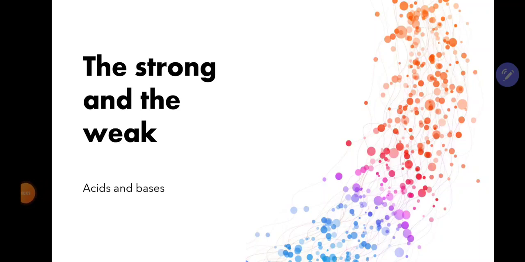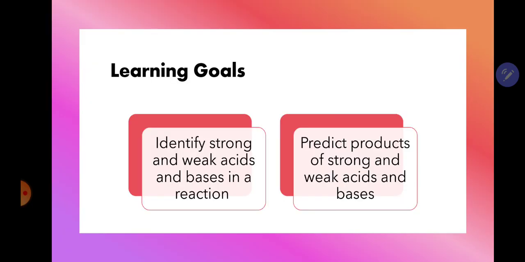Alright, we gotta talk about strong acids, strong bases, weak acids, and weak bases. So hopefully after this, we can identify strong acids and bases and predict products of strong acids and weak acids, and strong bases and weak bases.